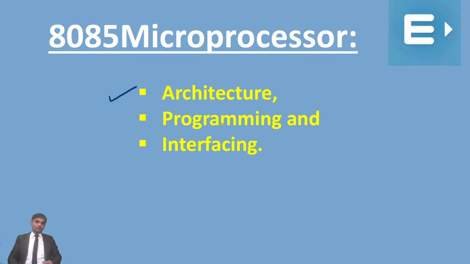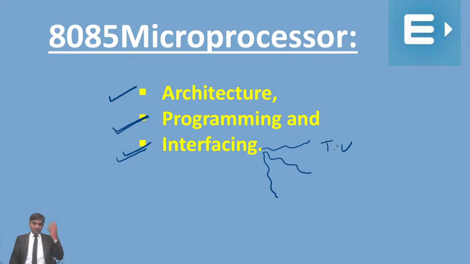Then we will come to something called programming. This is also very important. Programming is also a very important part of the microprocessor. Then interfacing. Here comes the very important part, sir. How will this microprocessor be interfaced with external devices? This microprocessor may be connected to some TV.